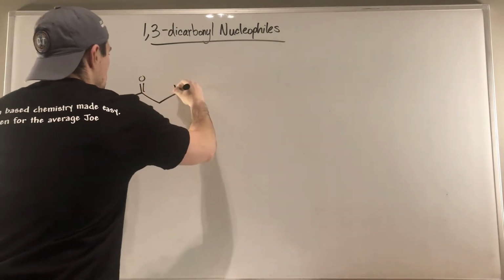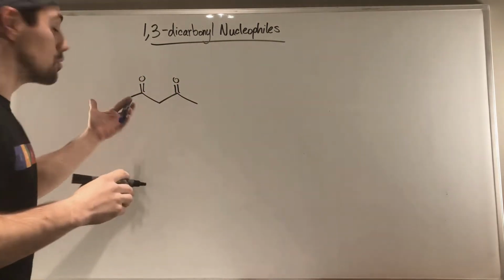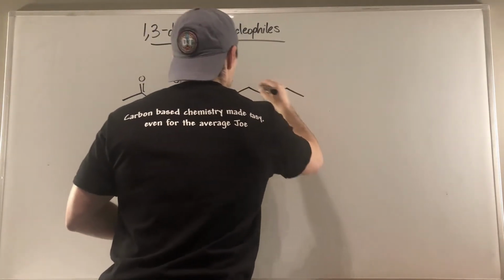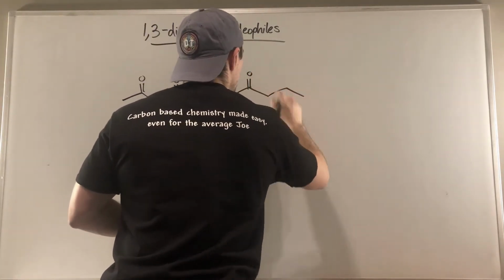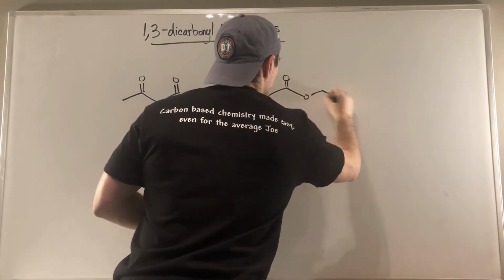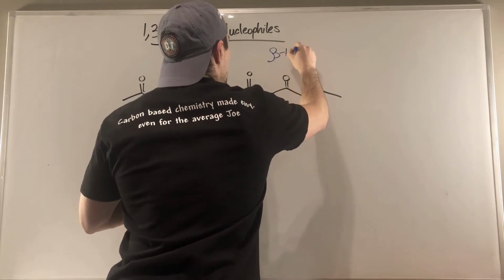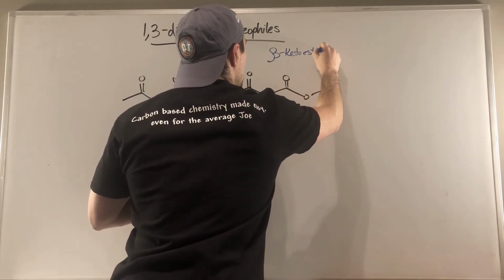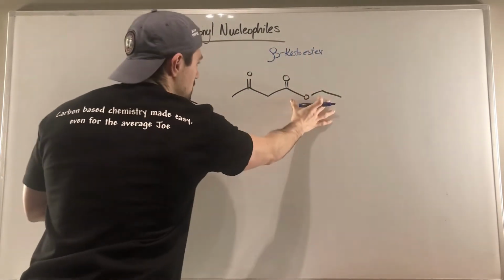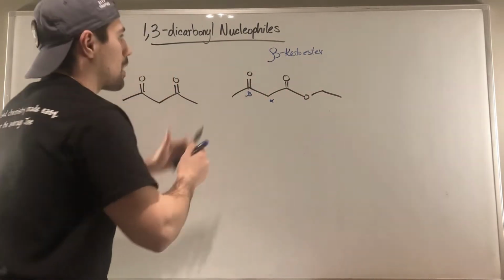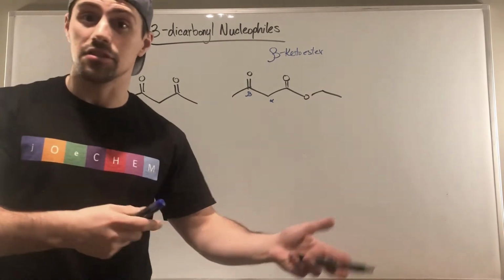just a generic 1,3-dicarbonyl with 2 ketones, or something like this, which we would call a beta ketoester, because you can see that you have an ester, and since this is the alpha position, this is the beta position, that's why we would call it a beta ketoester.